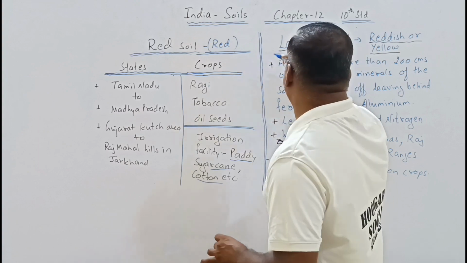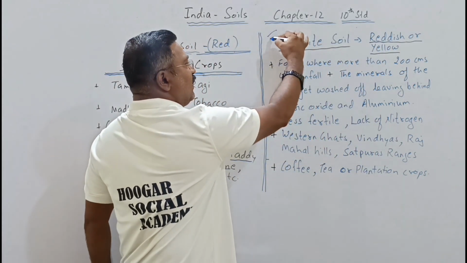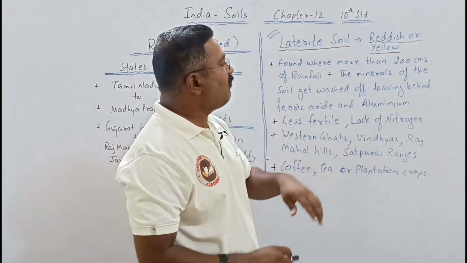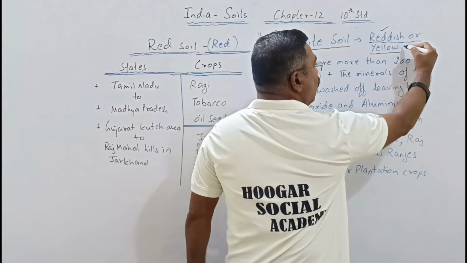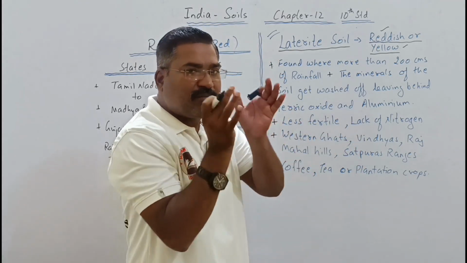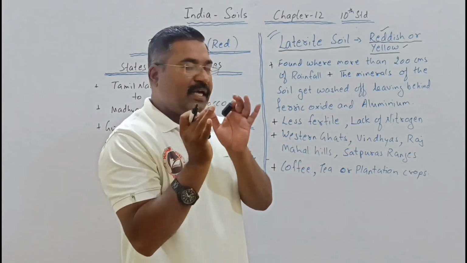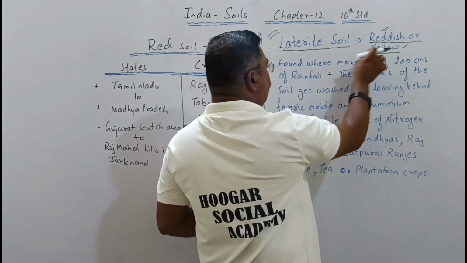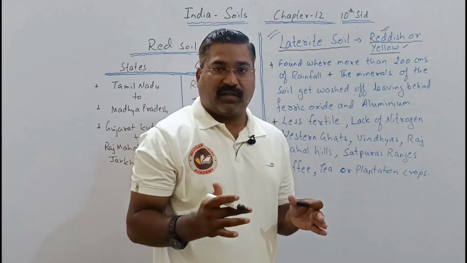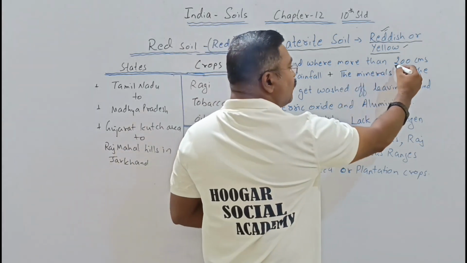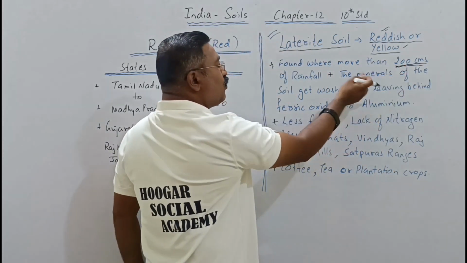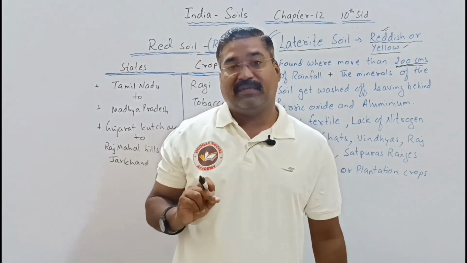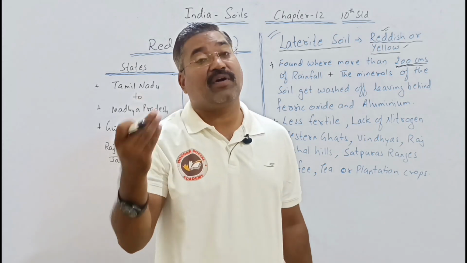In the same way, our next soil, what is it? It's laterite soil, which is reddish or yellow in color. Not totally, somewhat yellowish. We will see the soil called laterite, reddish or yellowish in color. Now, this soil we find more in those areas where more than 200 centimeters of rainfall has occurred. When we say 200 centimeters, it's a heavy rainfall area.